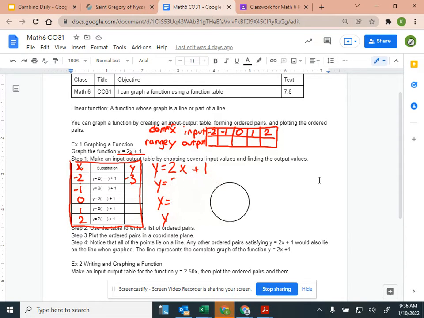Now we're going to substitute in our negative 1. 2 times negative 1 is negative 2 plus 1. Negative 2 plus 1 equals negative 1. So we put that in for our y here. So negative 1 x is a negative 1 y. Now we're going to substitute in our 0. 2 times 0 plus 1. 2 times 0 we know is 0 plus 1. 0 plus 1 is 1. So we put that in for our y.